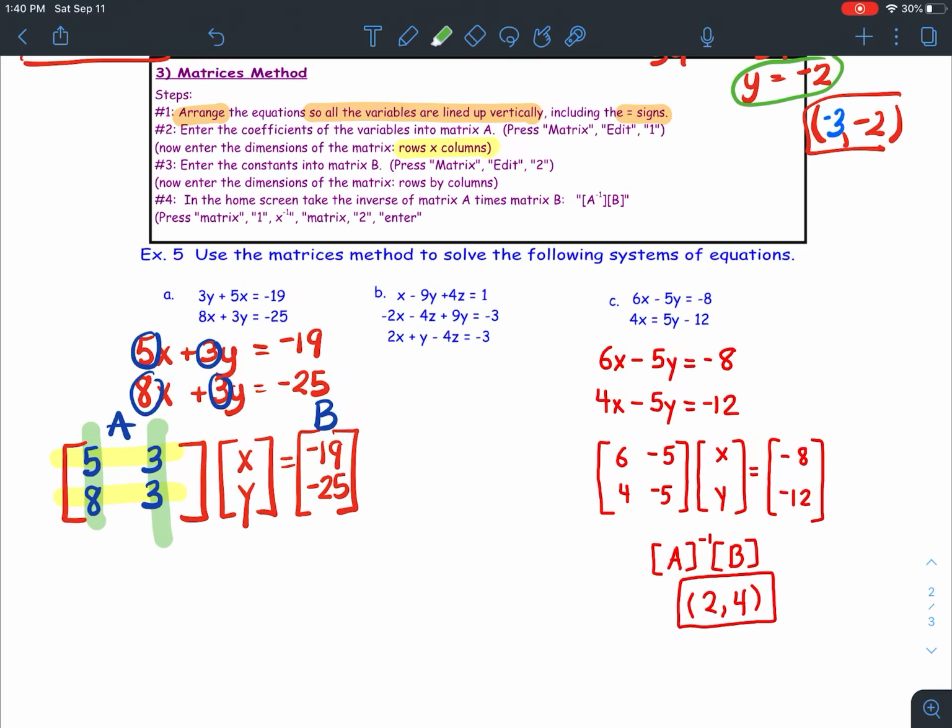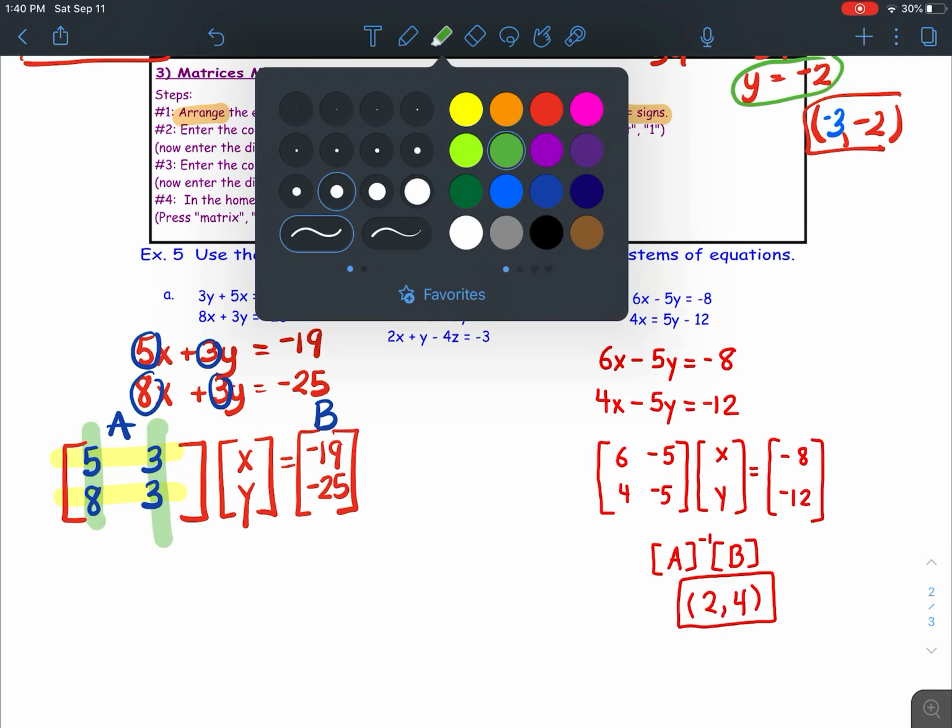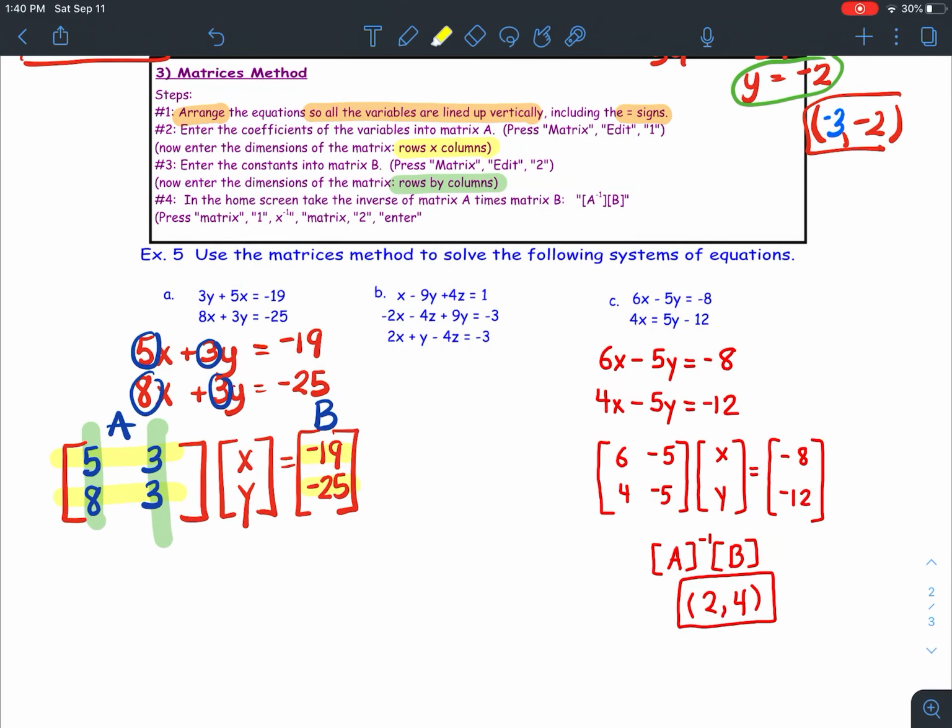Now remember, the dimensions are rows first, then columns. Rows, then columns. So if you look at matrix B, you can see that we still have 2 rows, but matrix B only has 1 column. So this should be a 2 by 1 matrix. The dimensions are 2 by 1, whereas for A it was 2 by 2. Then go ahead and fill in -19 and -25. This is the only work that you really have to show on your paper. This shows me what you typed into your calculator, folks.